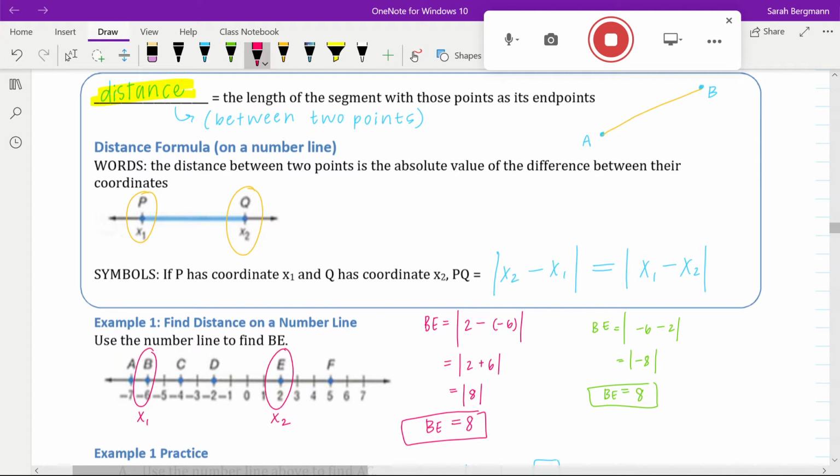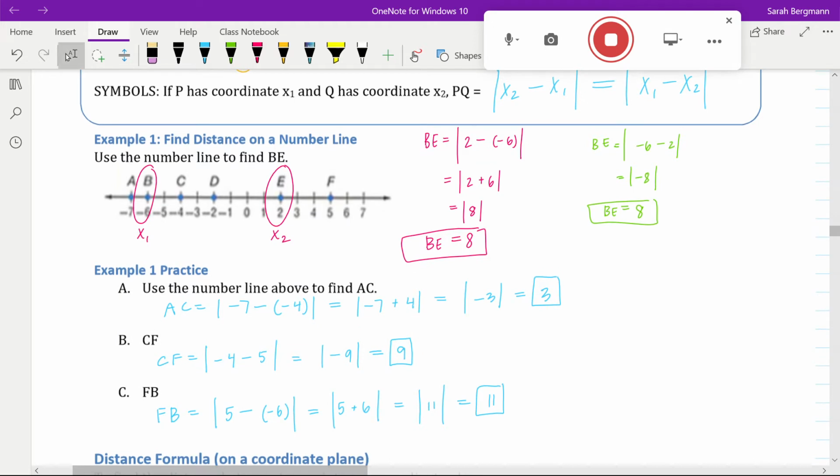Pause the video and try the practice problem below now. Here are the solutions. You can also check your work on these by counting the distance between the 2 points. So for example, from B to E, we have 1, 2, 3, 4, 5, 6, 7, 8 units. And that is what we got.